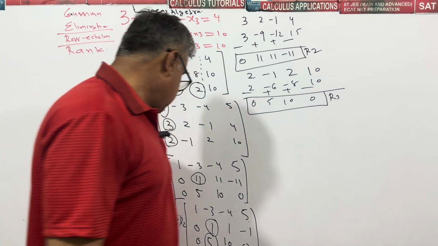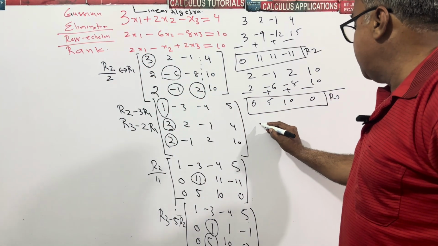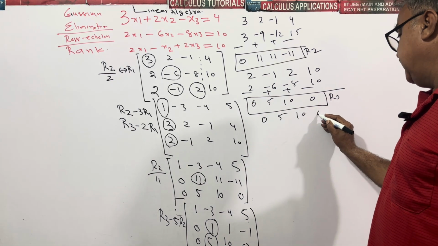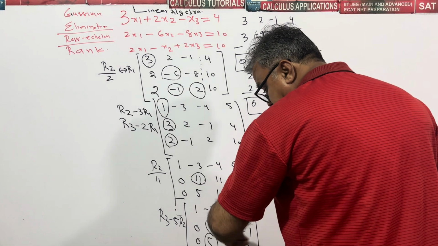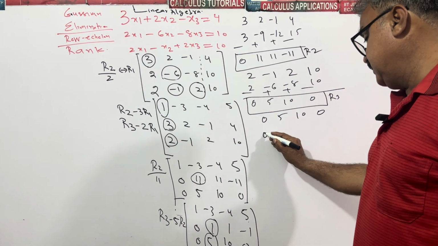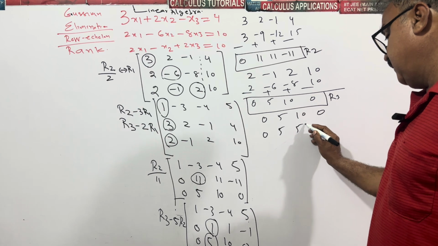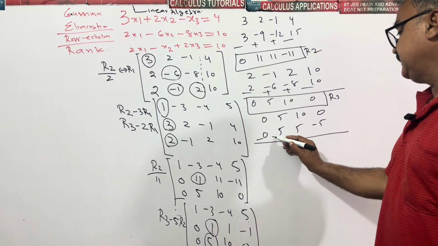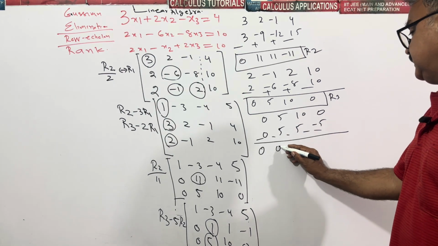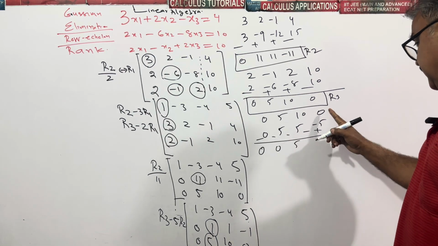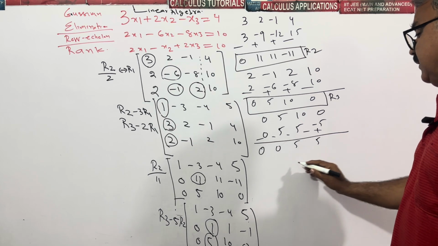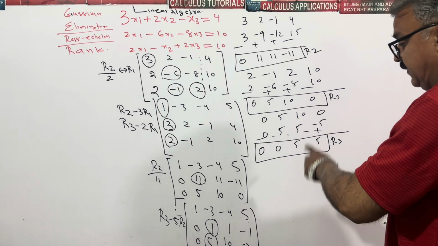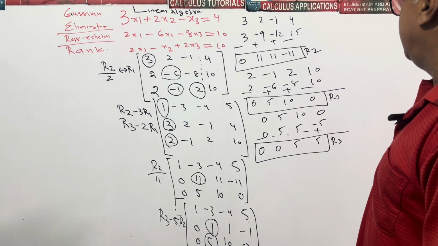Rough work. What is R3? It is already written. Let me write again: 0, 5, 10 and 0. Multiply R2 with 5. It will become 0, 5, 5 and minus 5. Change the symbols, subtract. We have 0, 0, 5. It will become positive 5. Now I have to write this thing instead of R3.